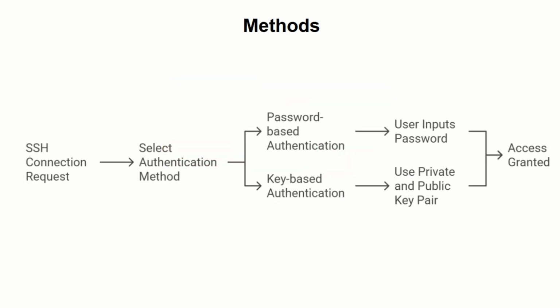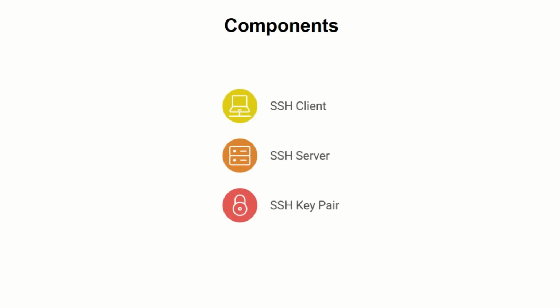So the authentication methods of SSH are, basically, password-based, where the user inputs a password to authenticate, and key-based, which uses asymmetric encryption with public and private keys. The public key is placed on the server, and the private key remains with the client. The components of SSH are the SSH client, the software you use to initiate the SSH connection, like OpenSSH or PuTTY; the SSH server, the system that receives and processes the SSH request; and the SSH key pair, the combination of the public key stored on the server and the private key stored with the client.